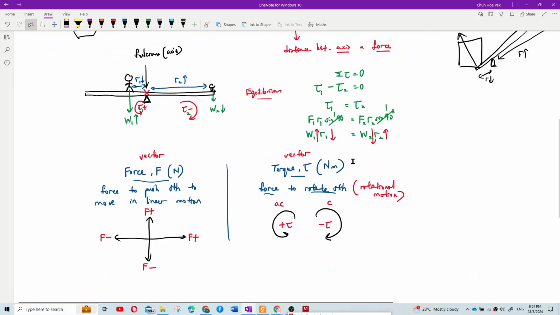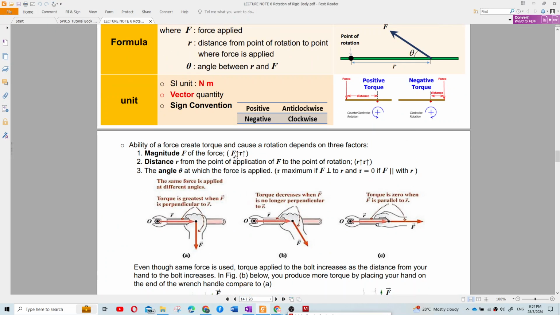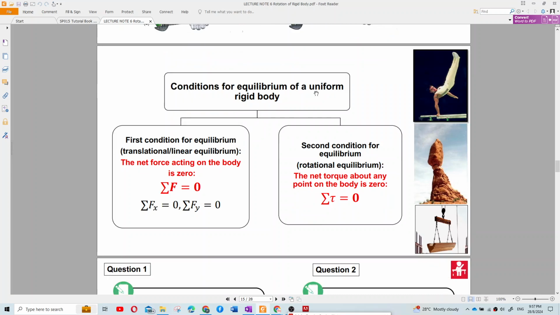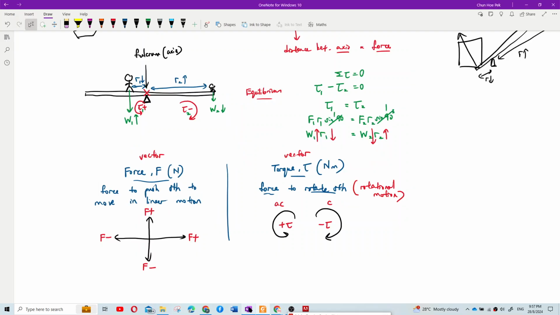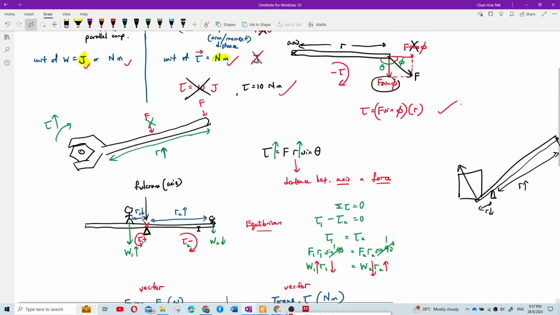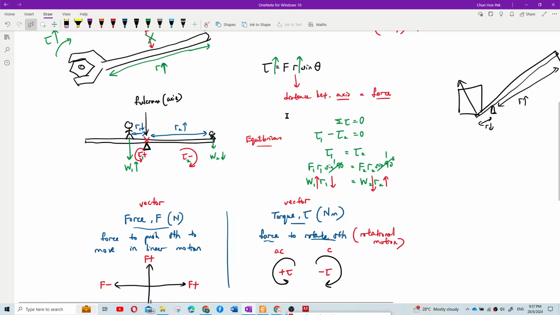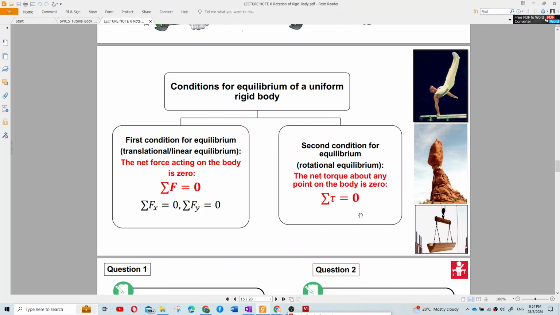Okay? So that's all for today, I think. Next class I will go into solving questions for equilibrium of uniform rigid body: total force equal to zero, total torque equal to zero. Just now I touched a bit on total torque equal to zero, but I haven't explained it in detail. I just touched a little bit.